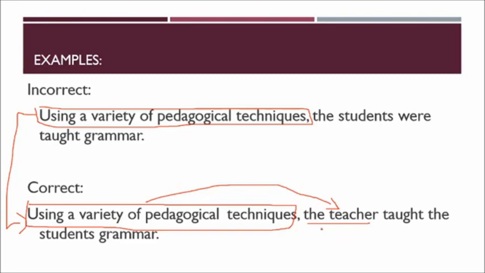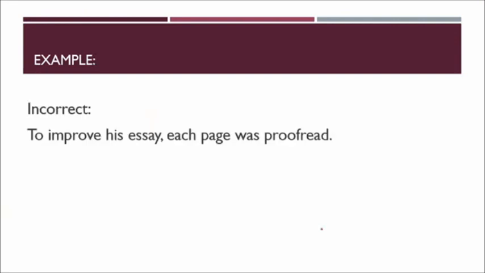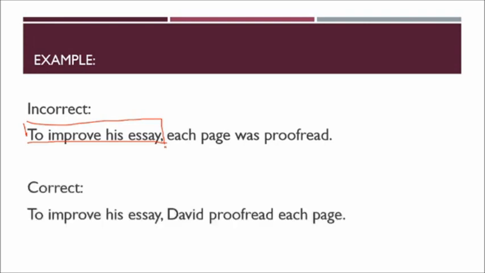All right, so to give more examples for your understanding, we have the second one. To improve his essay, each page was proofread. Okay, so this is the modifying phrase here, to improve his essay. Who proofread? There is still something lacking in the sentence. Technically, the doer is absent, so all we need to do is to add the doer in the sentence. So, to improve his essay, David proofread the page.